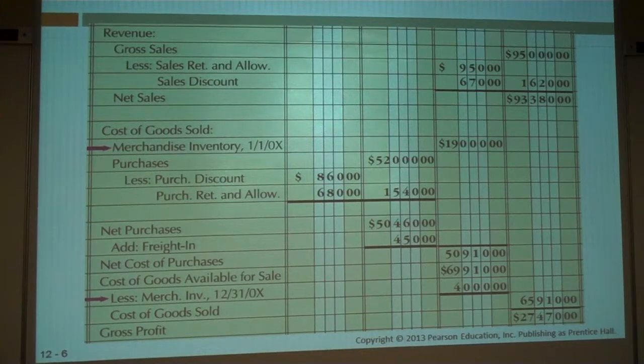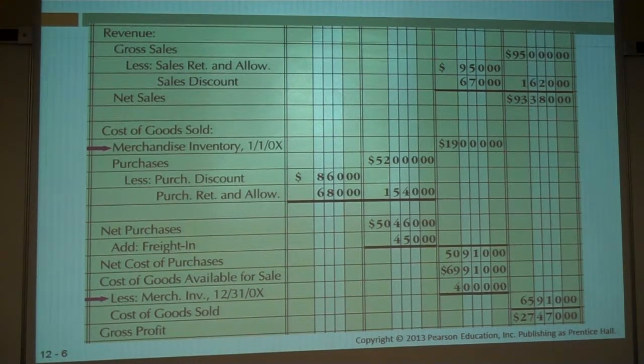So in our cost of goods sold, we're starting with our merchandise inventory, and we're going to look at our net purchases. So how do we calculate the net purchases? Purchases minus purchases discount, purchases returns and allowances gives us our net purchases. Do you see the net purchases down there? And then we have the freight in. You may not always have the freight in, but we want to add that. And that gives us our net cost of purchases.